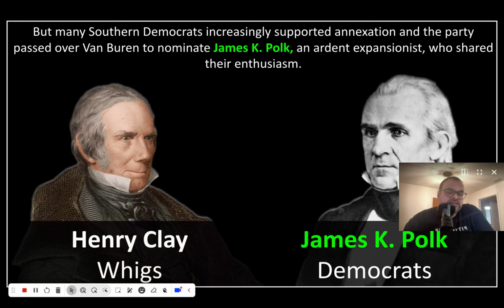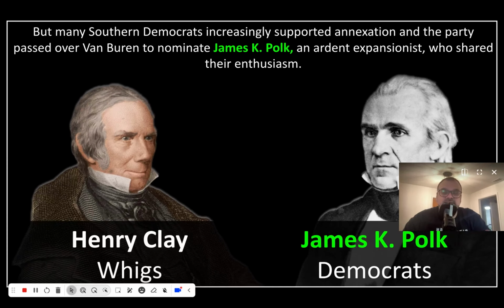So Southern Democrats decide to not nominate Martin Van Buren for reelection in 1844. Instead, they decided to nominate James K. Polk. Now, Polk is super supportive of expansion. He shares the enthusiasm of adding Texas. He thinks it's a great idea. So, of course, Southern Democrats find their man in James K. Polk. So, here in the election of 1844, the two candidates are Henry Clay and James K. Polk. Henry Clay for the Whigs, Polk for the Democrats.